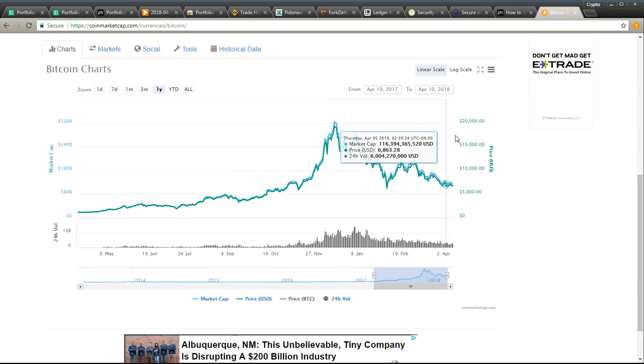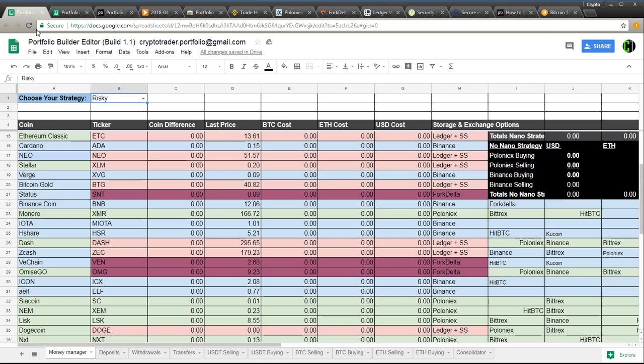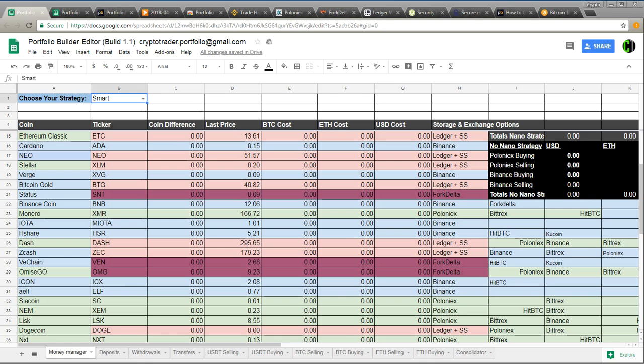And then as Bitcoin breaks into new highs considerably, likely around the $30,000 to $40,000 Bitcoin price, that is when I recommend moving to the smart strategy and actually building a short position, anticipating some sort of 30 to 50% crash in Bitcoin.